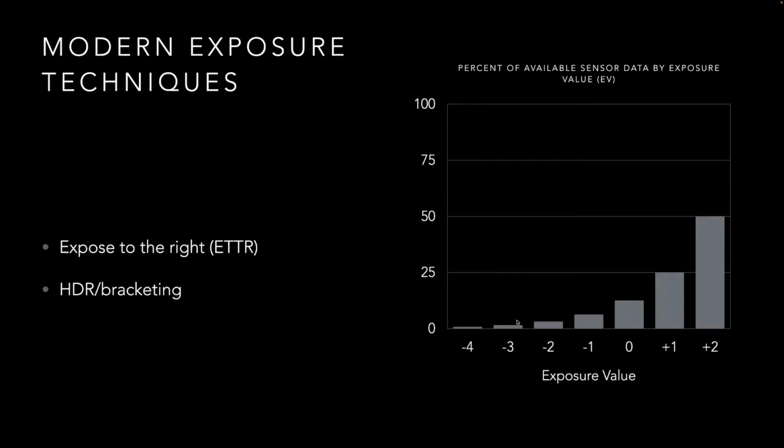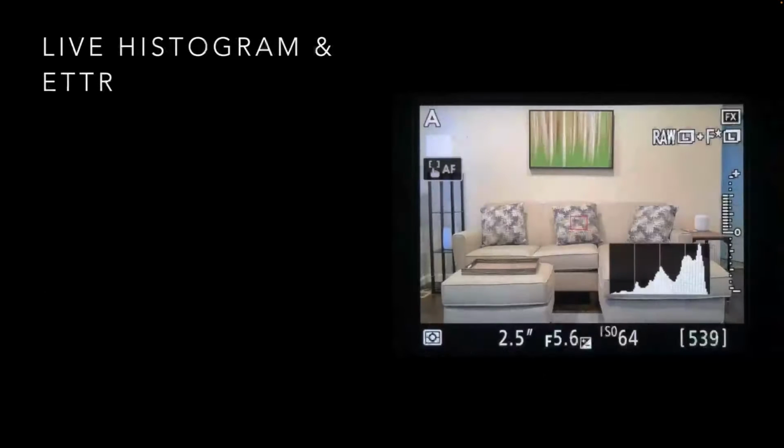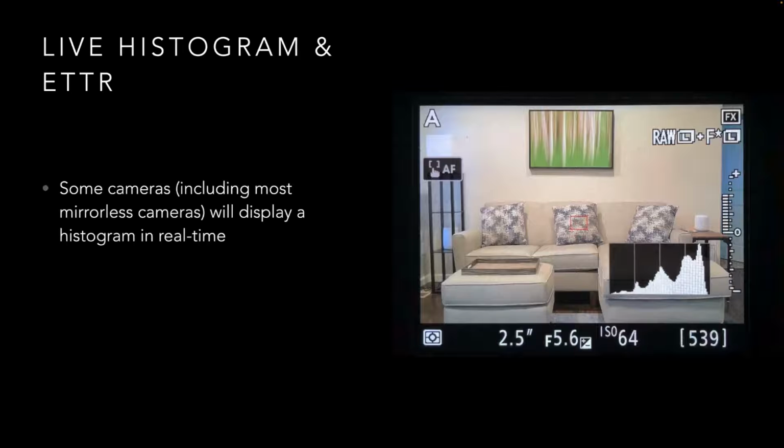So in today's exposure, we can talk about exposing to the right. And that is simply placing your histogram so that the right edge is as far to the right as possible. And if you've got a mirrorless camera or you have a DSLR with live view, many of them will display a real-time histogram and it'll give you the look.